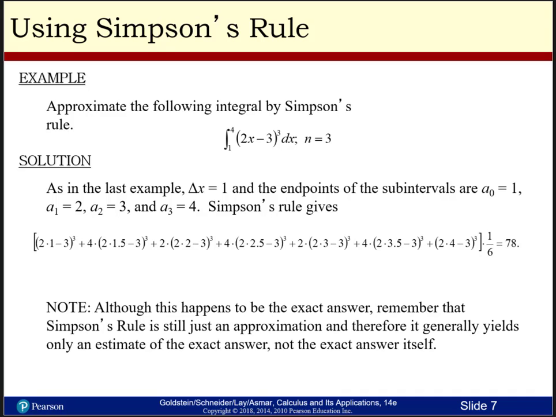Now, although this happens to be the exact answer, remember that Simpson's rule is just an approximation and therefore generally yields only an estimate of the exact answer, not the exact answer itself. It's just that Simpson's rule is better. Of each of these different rules, the midpoint rule, then the trapezoidal rule is usually a little better, and Simpson's rule is a little more complicated, but it's a little better. So Simpson's rule does tend to get a little closer.